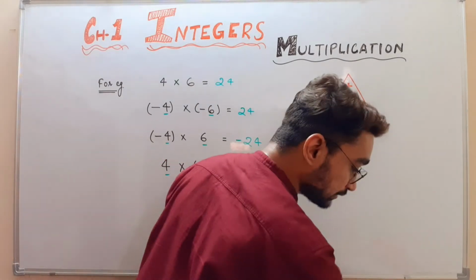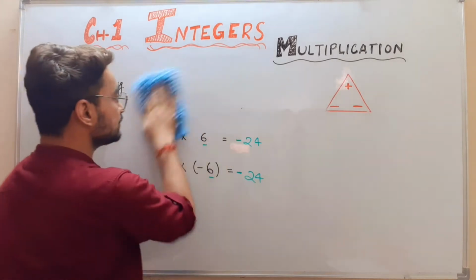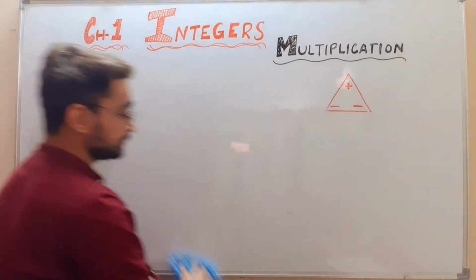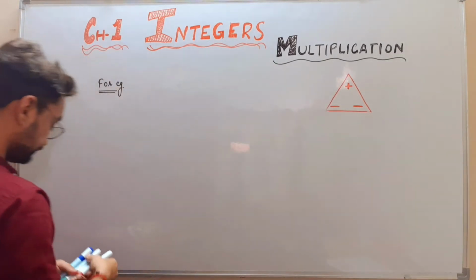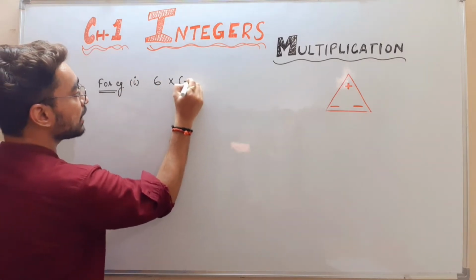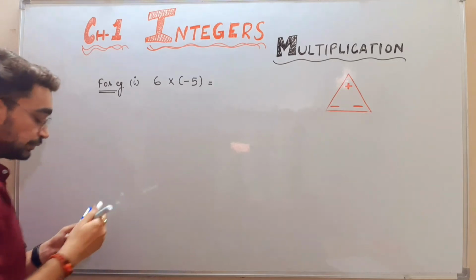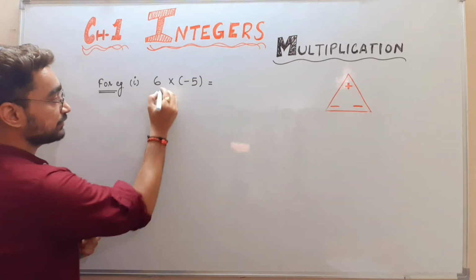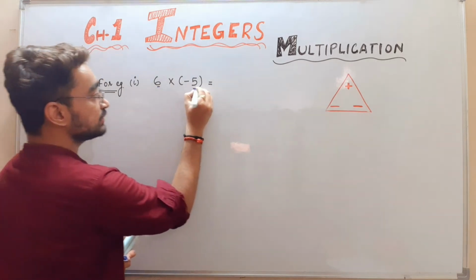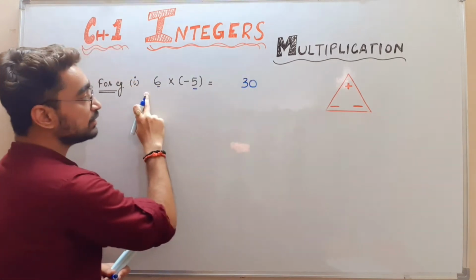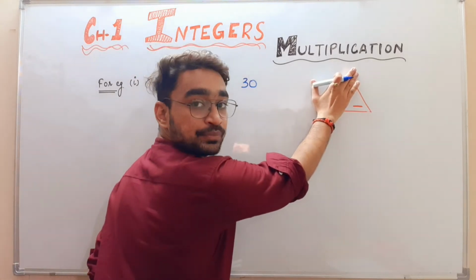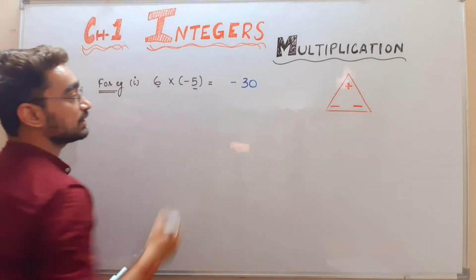Now see some more examples for the multiplication of integers. I am writing the first: 6 into minus 5. Let us do it here itself. First of all, multiply both the numbers without looking at the symbols. 6 fives are 30. One is positive, other is negative. I am hiding them. What is left? Minus. So this 30 will be minus 30.